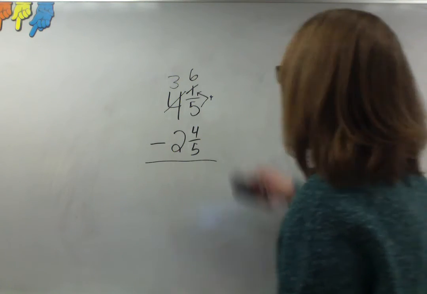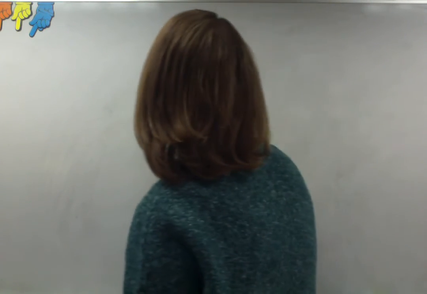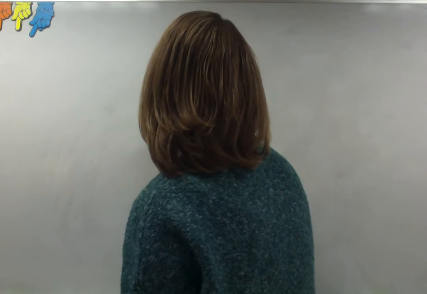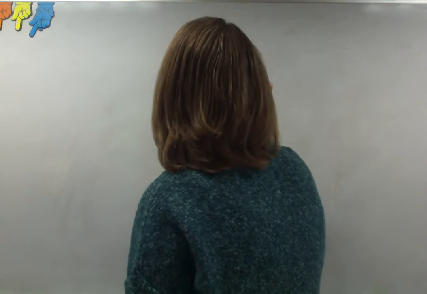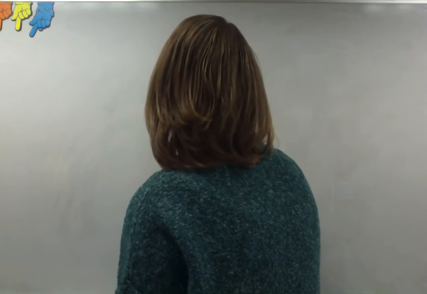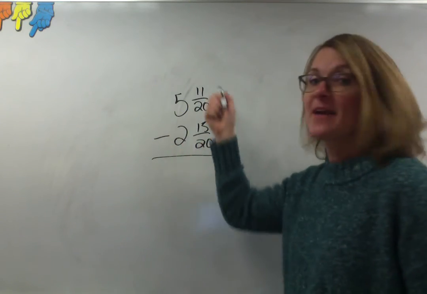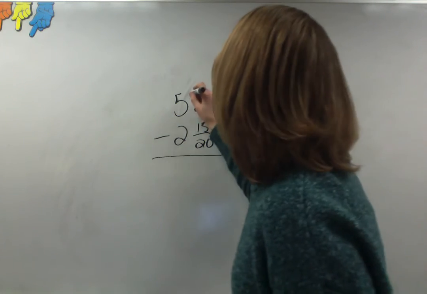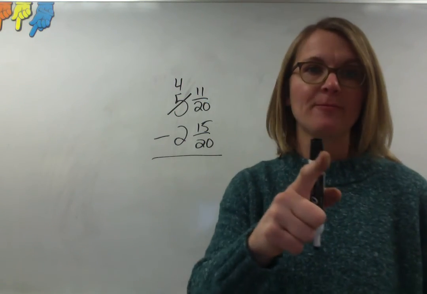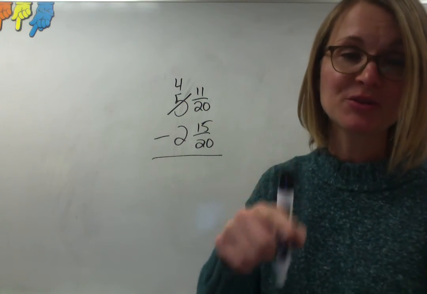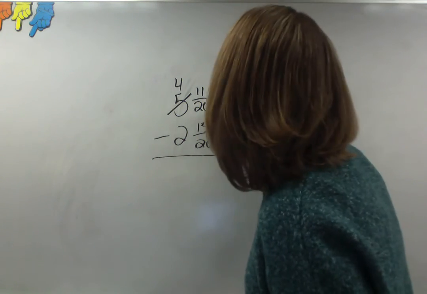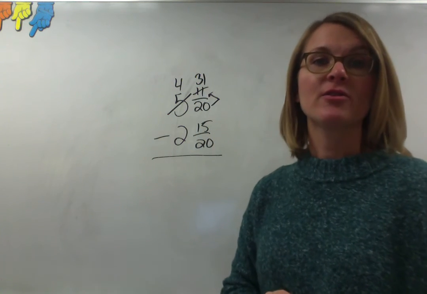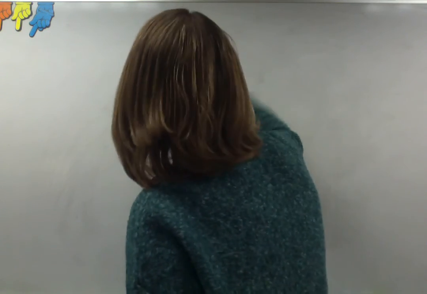Let's try a couple of other examples. Let's go with 5 and 11/20 minus 2 and 15/20. We cannot take 15 from 11, so we need to borrow. We're borrowing from the ones place, so we're borrowing a whole. Come over here, this becomes a 4. Shortcut. I want to know what my new numerator is going to be. I can't talk today. It's like a tongue twister. Add this plus this. 20 plus 11 is 31. Your new numerator is 31. Now you can subtract.